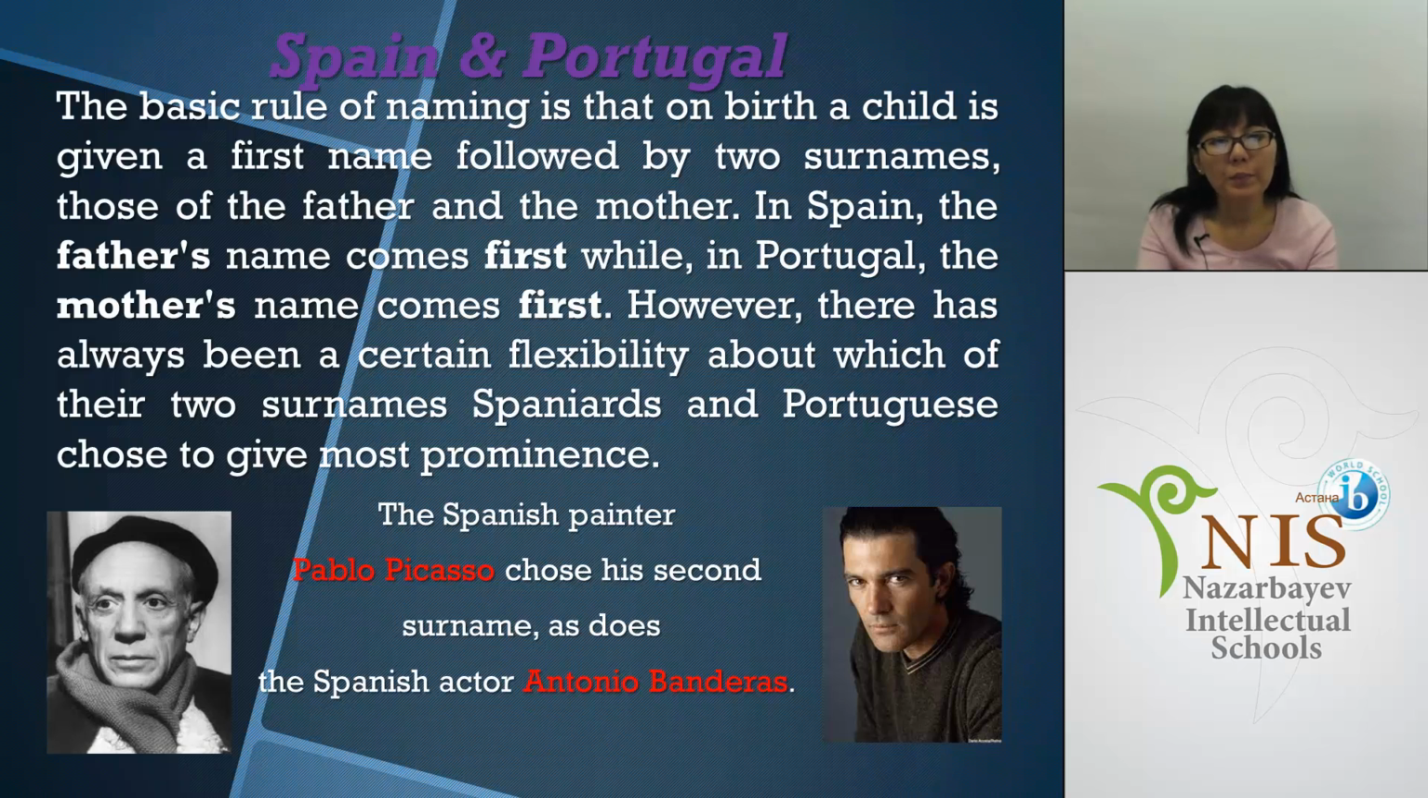If you talk about Spain or Portugal, the basic rule of naming is that at birth a child is given a first name followed by two surnames, of his father and of his mother. In Spain, the father's name comes first, while in Portugal, the mother's name comes first. However, there has always been a certain flexibility about these rules. For example, the Spanish painter Pablo Picasso chose his second surname, and the Spanish actor Antonio Banderas also. So you see there are specific features of each country, of each culture, and it means that, for example, the father's name is very important in Spain, but not so in Portugal. So again, we can identify people and bring them to one special cultural territory.